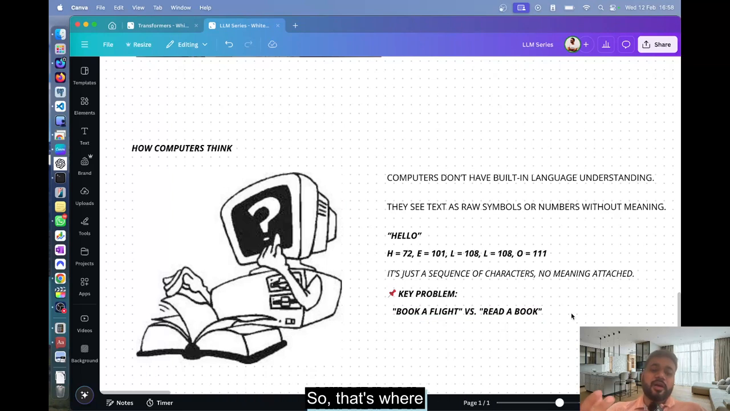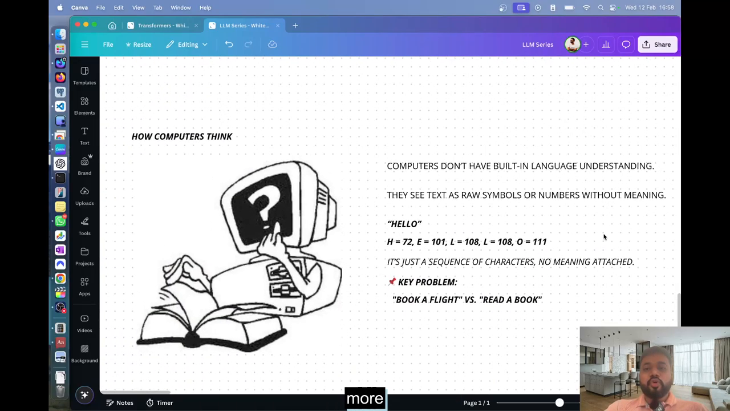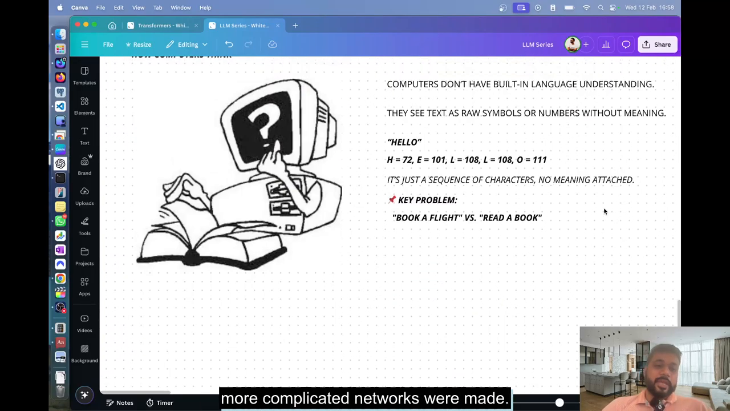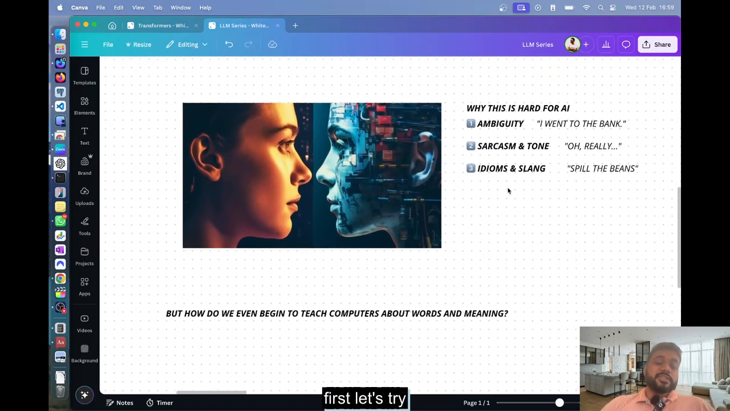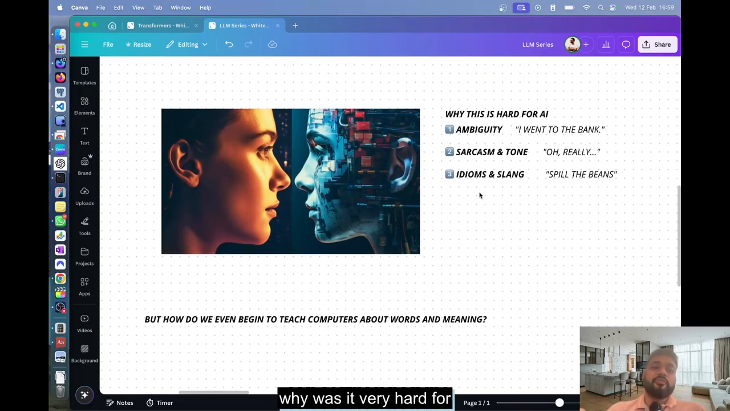So that's where giving this kind of contextual sense or intuition to the computer just by character level encoding was not possible, and that's where more complicated networks were made. But before we discuss those complicated networks, first let's try to understand why it was very hard for AI to understand human text or natural language. There were three main things that came up. One is ambiguity, where things could be ambiguous.